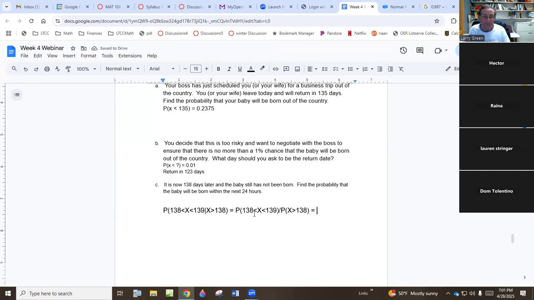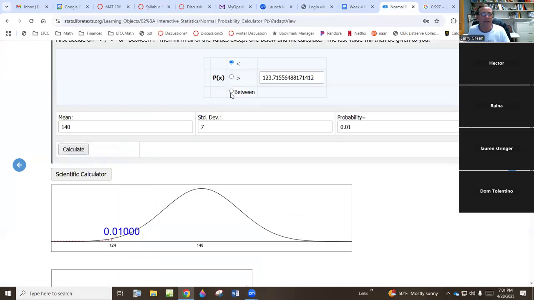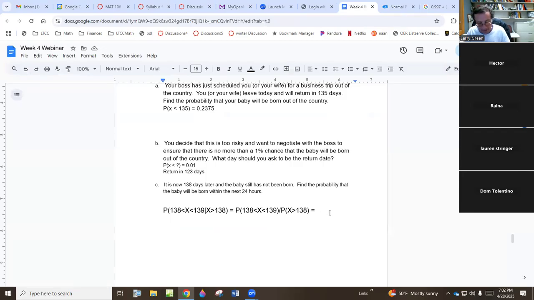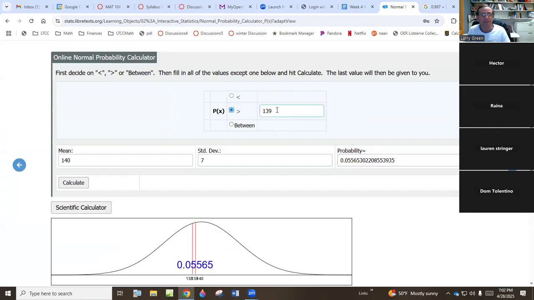So now we have two probabilities to find. Between 138 and 139: I go to my calculator and I click between, and it's 138 and 139. And we find that probability. I hit calculate and I get this big number. I'll just copy most of it. So that's going to be 0.05565, and then divided by the probability that x is greater than 138. So now I click greater than, and we want 138. Erase the probability, and I click calculate. And I get this number, 0.61245 or so.